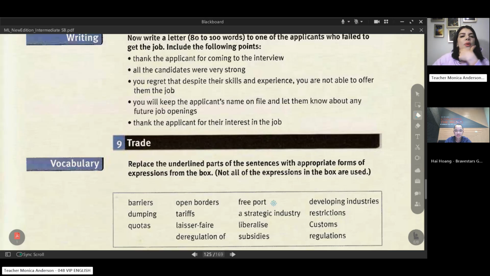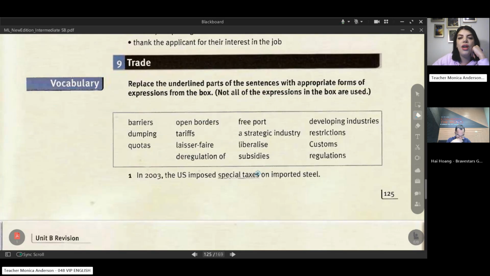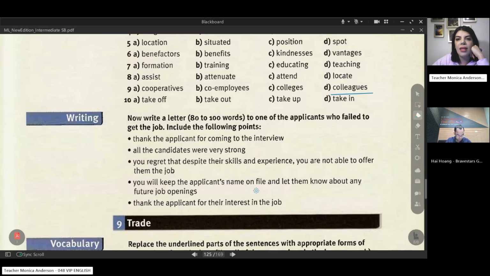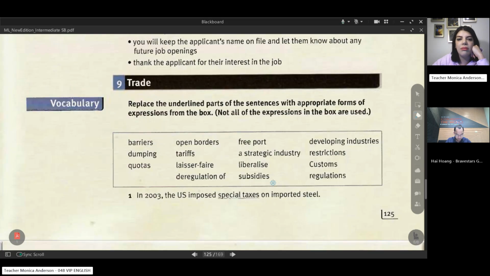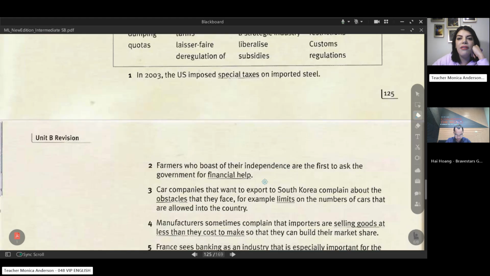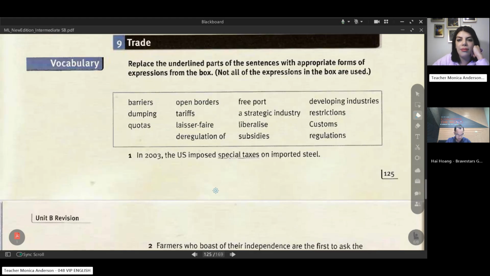Well, and now we have vocabulary again. Replace the underlined parts of sentences with appropriate forms of expressions from the box. Not all of the expressions in the box are used. Okay, let's see. Financial, so number one. In 2003, the U.S. imposed special taxes on imported steel. So which one can be used as special taxes?